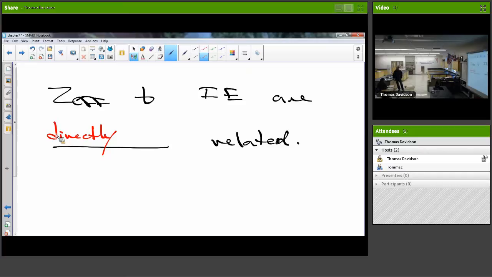Relationship means as one gets big, the other gets big, right? So as the effective nuclear charge increases, so does the ionization energy of that atom. Because things are holding tight, it requires more energy to remove them. Good enough? All right.